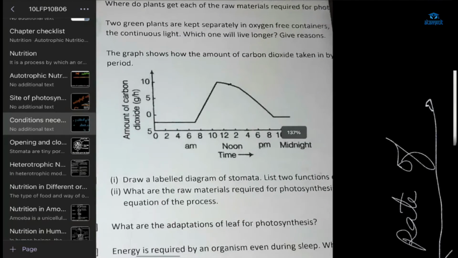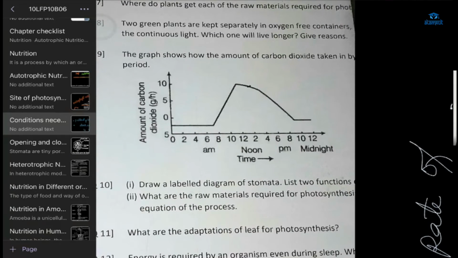So from this figure, we can see, right? What is the question? At what time did photosynthesis start? It started at this point. So it started at 7. Understood now? Yes. Then the next question is, at what time was the rate of photosynthesis greatest?